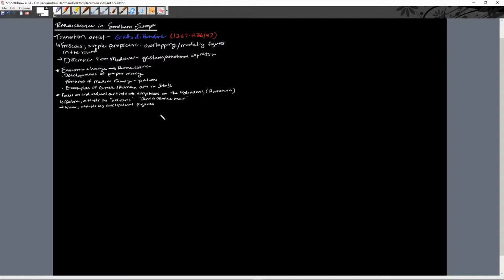for other purposes. And so one of the key events for the beginning of the Renaissance is a competition in Florence to design the doors of the city's new baptistry. A baptistry being a place where people are baptized.